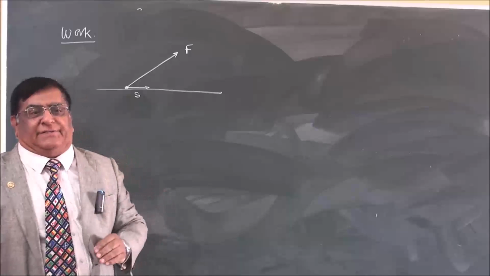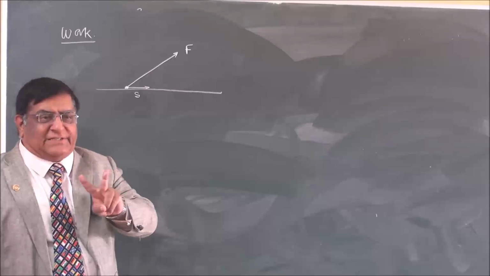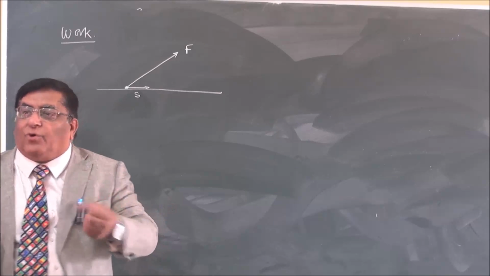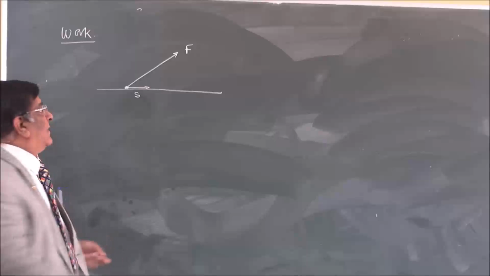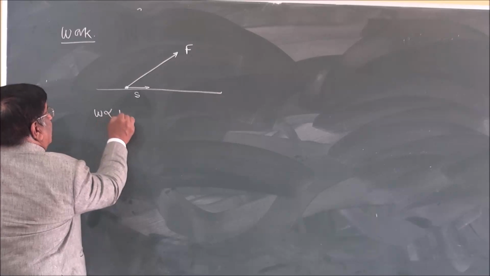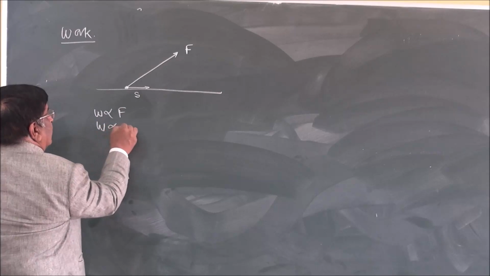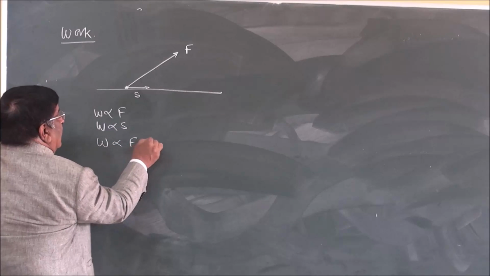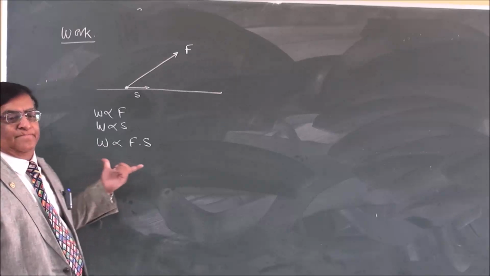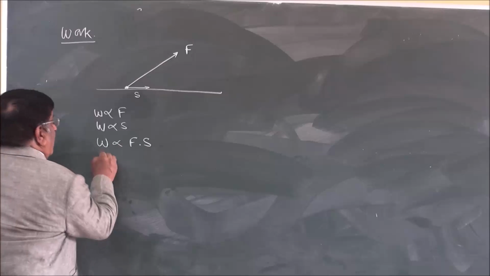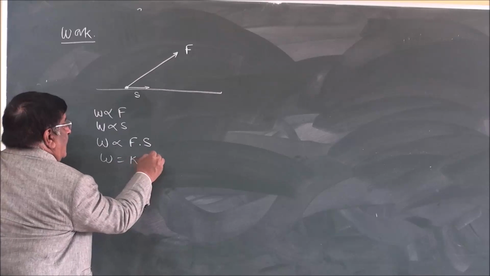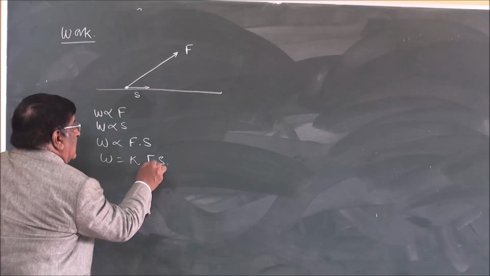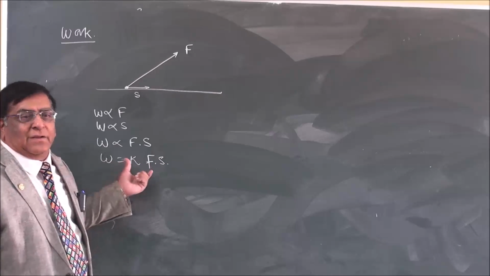How to calculate it? Because there are two quantities, more is the force, more is the work done. More is the displacement, more is the work done. So work is proportionate to force, work is proportionate to displacement. So work is proportionate to F multiplied by displacement. We make it equal, work is equal to KFS.